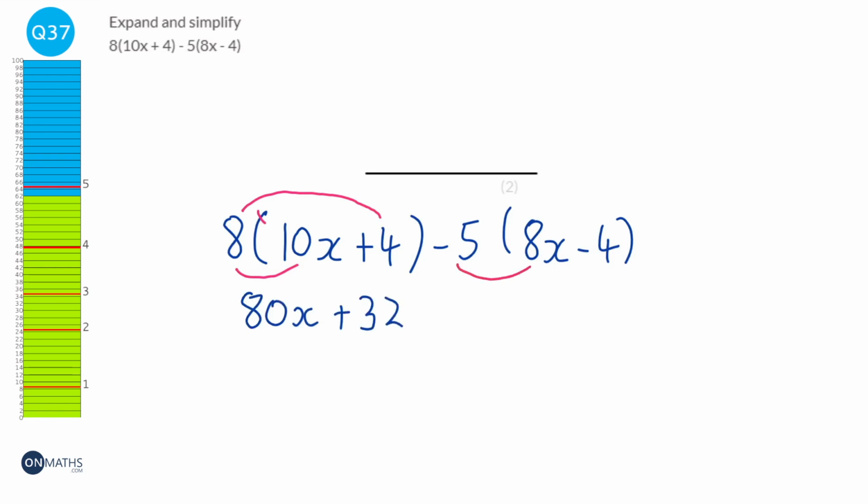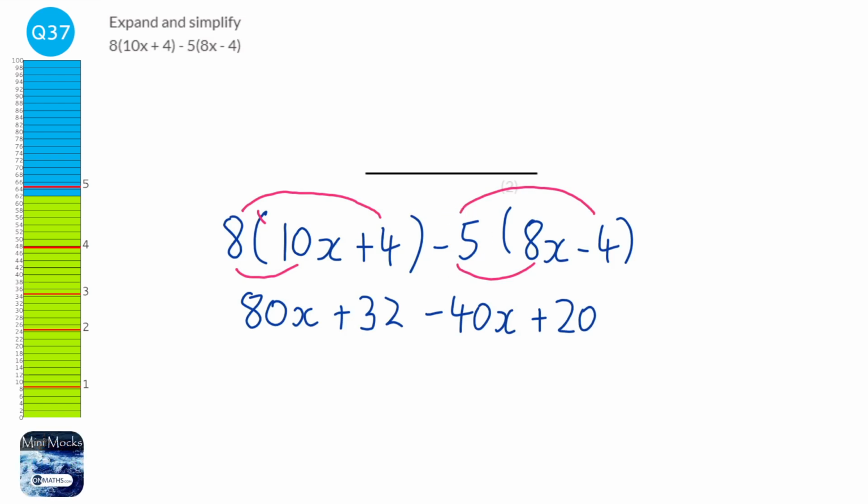Now here we've got a minus 5 on the outside, so we do minus 5 times 8x, which is minus 40x, and minus 5 times minus 4, which is actually plus 20. And a lot of students will write take away 20 there, but that is a minus 5 on the outside of the brackets there. So it's minus 5 times the minus 4 there will give you a plus 20. Then 80x take away 40x, which will give us 40x. And 32 plus 20, which would be 52. So our answer would be 40x plus 52.